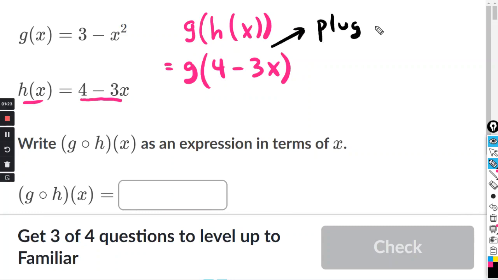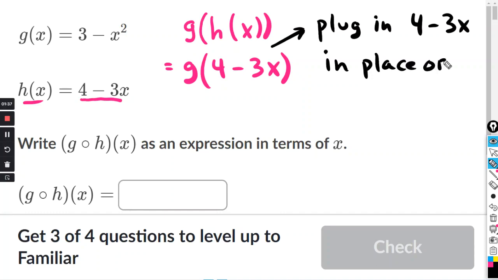is plug in 4 minus 3x in place of x for the g function. All right, so that's what that means. G of 4 minus 3x, you're plugging in 4 minus 3x in place of x for the g function. Okay, so that 4 minus 3x gets plugged in right in there.